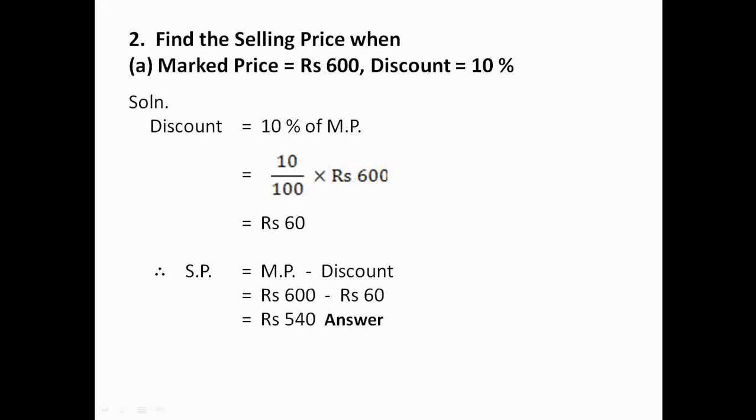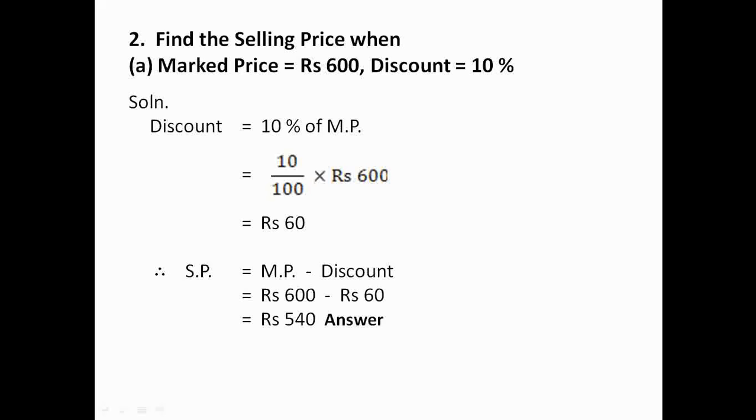So first of all, you calculate discount equal to 10% of mark price. 10% means out of 100. So 10 upon 100 multiply rupees 600, that is the MP, mark price. Then you cancel, so you will get rupees 60. So you are getting the discount rupees 60.